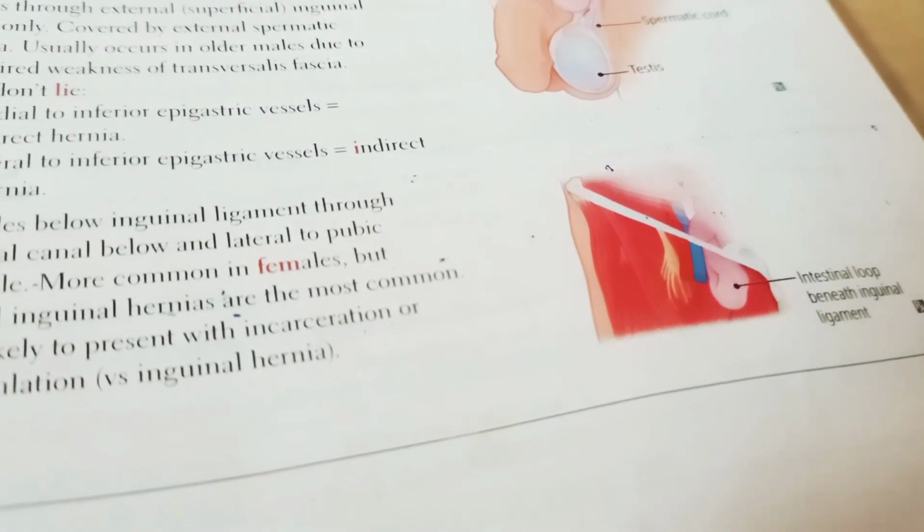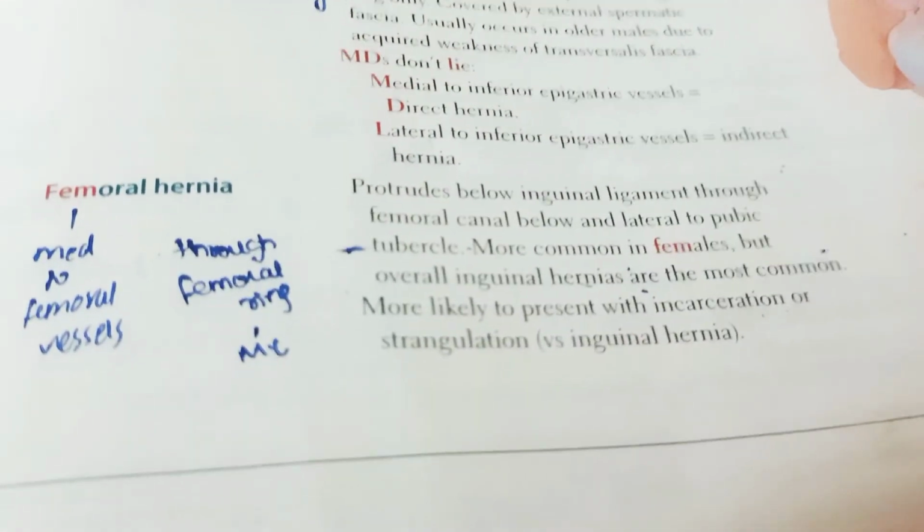Next, coming to femoral hernia, you can see here this is a hernia coming directly from the femoral ring, you know the femoral ring, right? So from that it comes, it is medial to femoral vessels. You can see these are femoral vessels, so medial to that this comes, that is the intestinal loop beneath the inguinal ligament. And this is most common in females. How to remember that? Femoral, females.